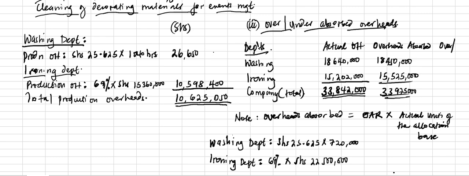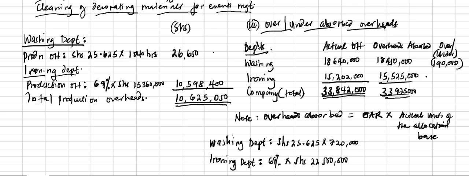So the actual overheads, we have 18,640, and the overheads absorbed are 18,450. So the overheads have been under absorbed here because they have absorbed 18,450. That's what they have charged to the job, but the actual overheads are 18,640. So here we have under absorbed of 190.